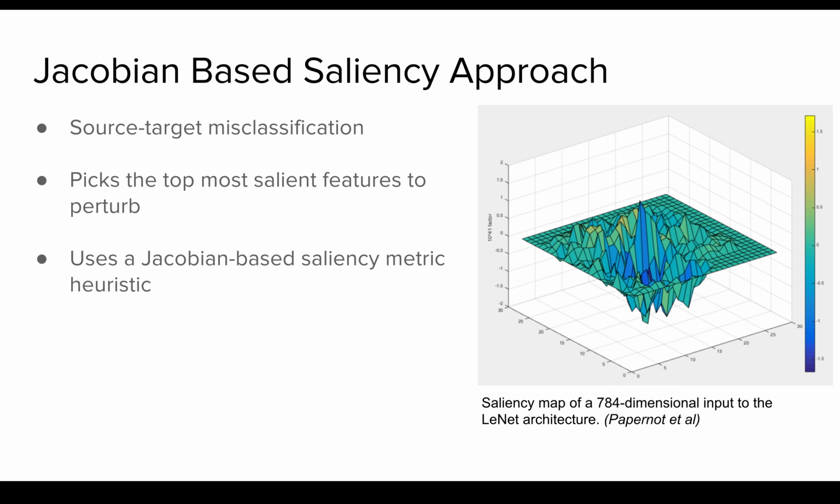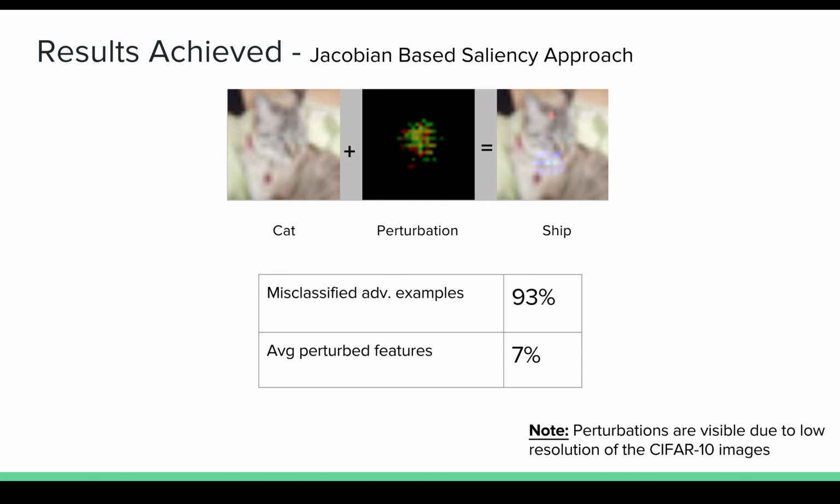The second approach is called the Jacobian-based saliency approach. This approach uses a Jacobian-based saliency metric to pick the most salient subset of features to perturb in order to misclassify to a target class. Here, we can also see an image from the CIFAR10 dataset and its adversarial version that we generated using this algorithm. We managed to get a 93% misclassification rate using this attack.